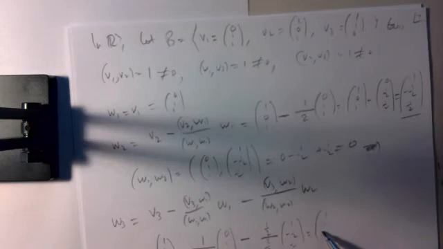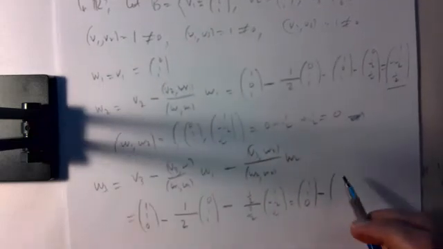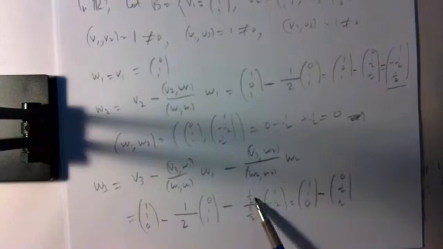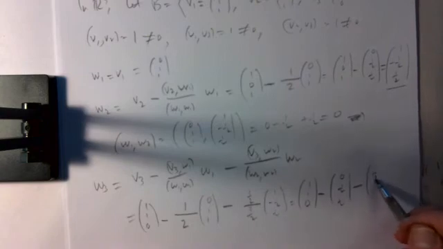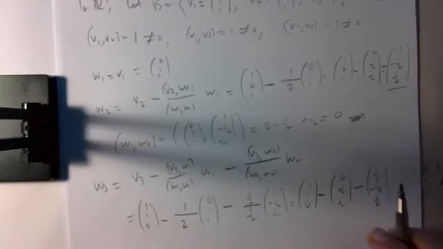So this is (1, 1, 0) minus the vector (0, 1/2, 1/2). This is a half over 3/2, which is a third. So this is minus a third times this vector. That's a third, minus a sixth, plus a sixth.